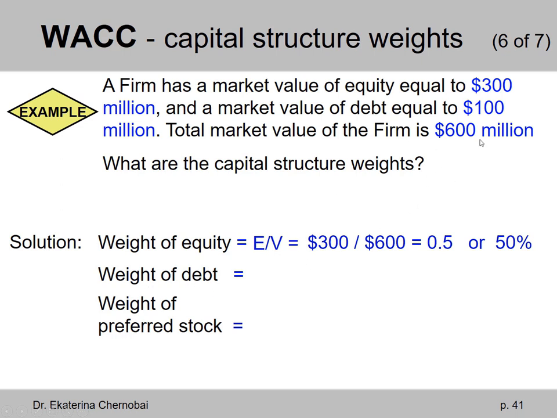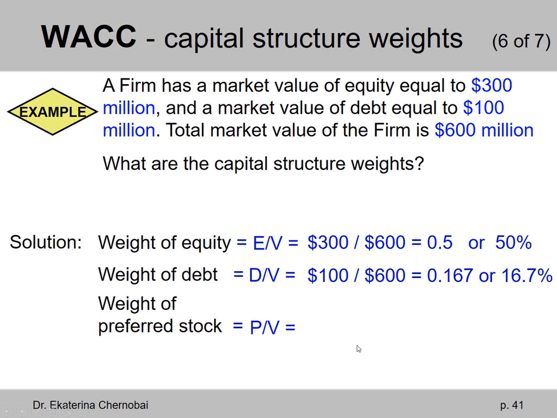The weight of debt is calculated similarly, D divided by V. The market value of debt is 100 million. We divide that by the market value of the firm, 600 million, which gives 0.167 or 16.7% as the weight of debt. And the weight of preferred stock can be calculated, for example, by taking 1 and subtracting the two weights in decimals. So 1 minus 0.5 minus 0.167, which gives 0.33 or 33%.